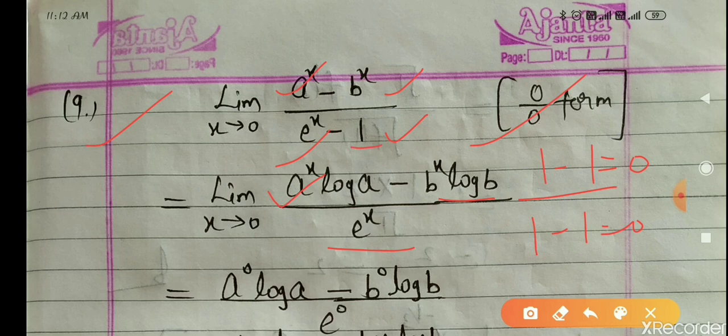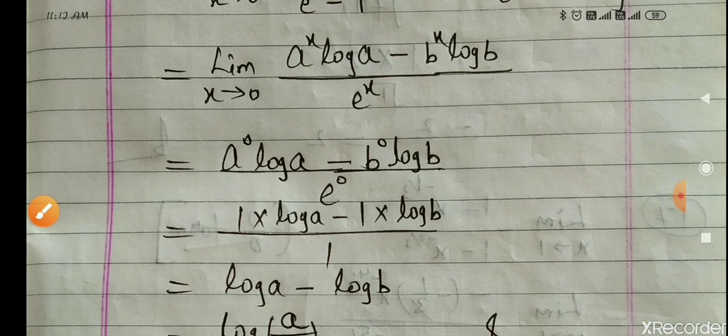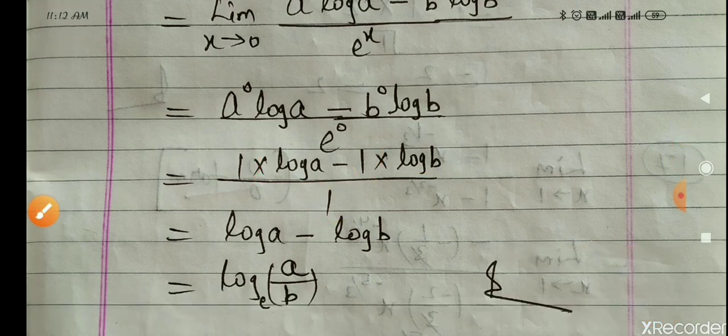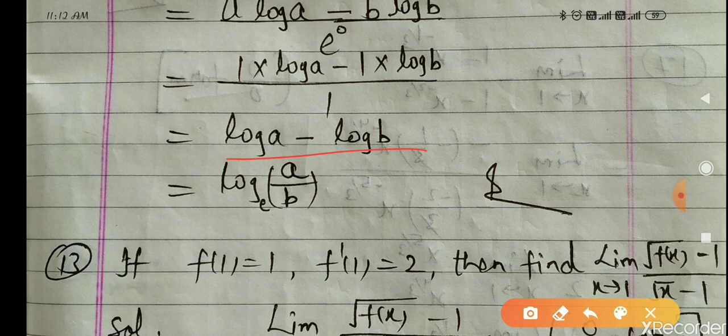One differentiation is 0. Now you put the limit, a to the power 0 log a minus b to the power 0 log b upon e to the power 0. A to the power 0 is 1 multiplied by log a, b to the power 0 is also 1 multiplied by log b, e to the power 0 is also 1. So you are getting log a minus log b.